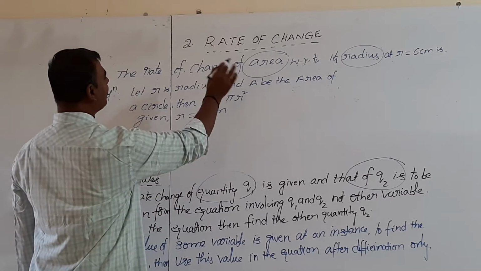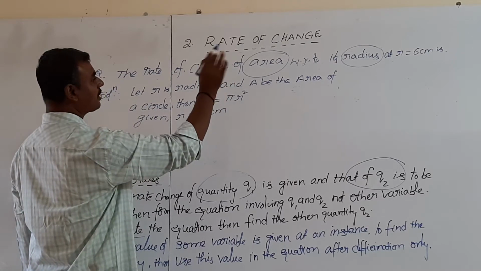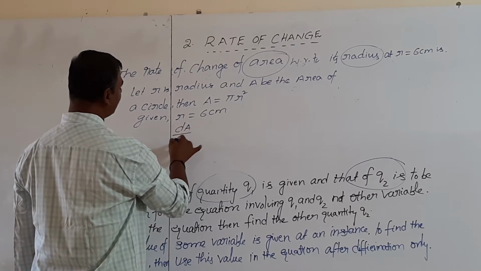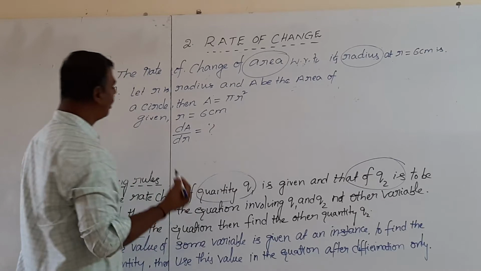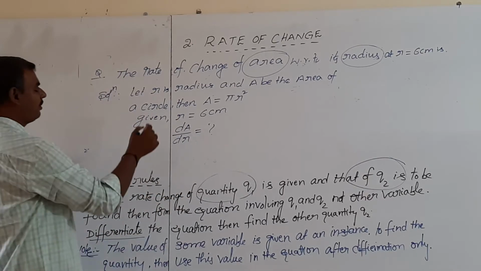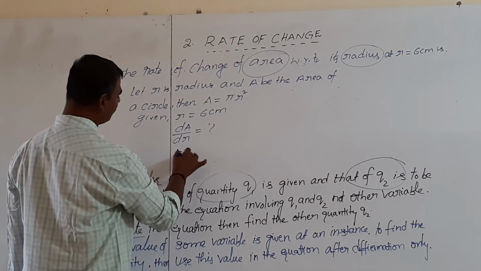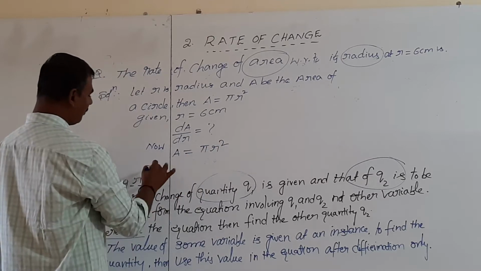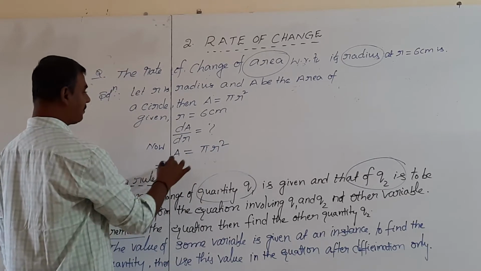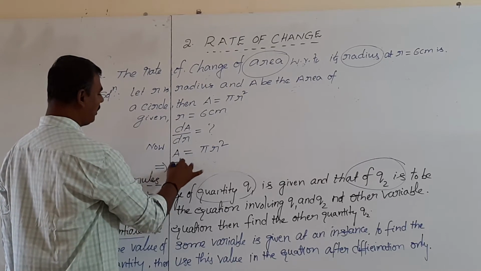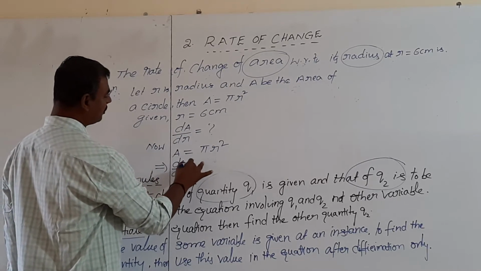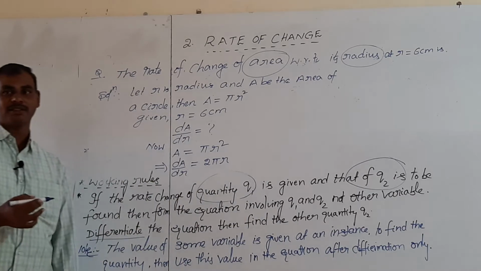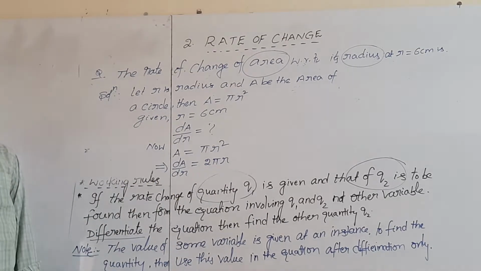Now we are finding the change in area with respect to radius, so we are finding the value dA by dr. This is our question. To find this, using the formula area is equal to pi r square, differentiating with respect to r, dA by dr is equal to 2 pi r.